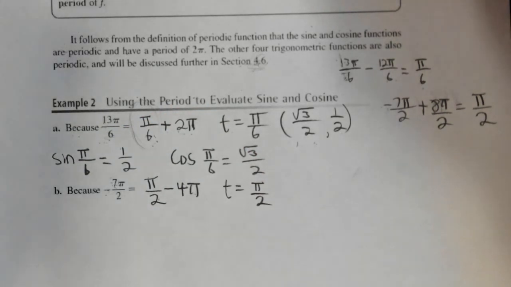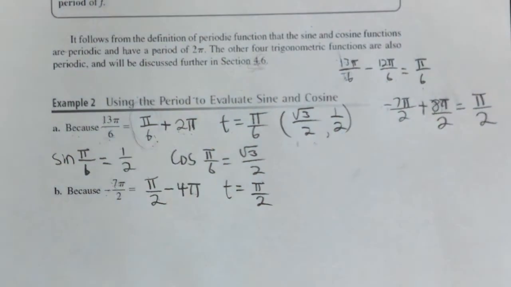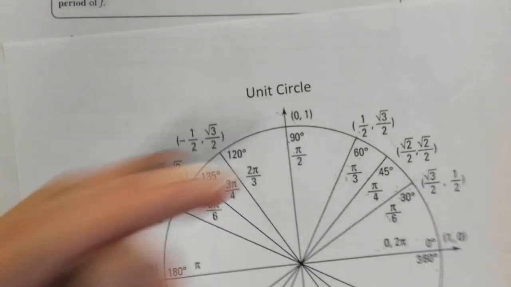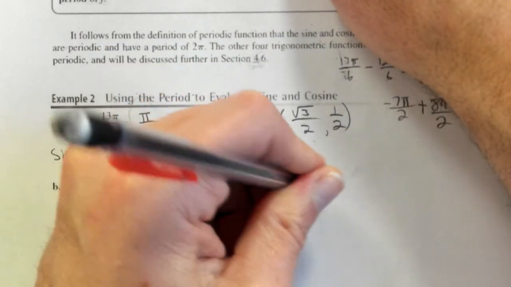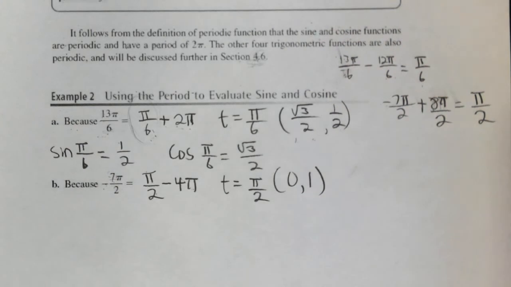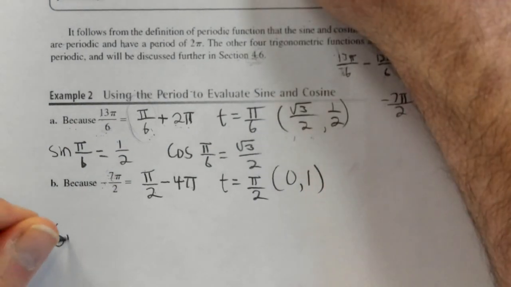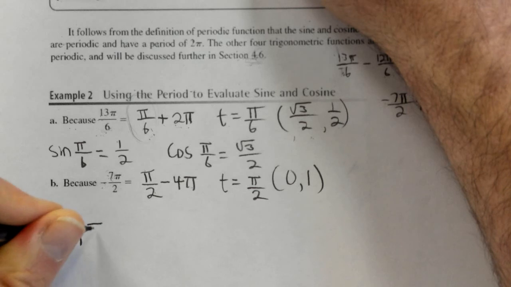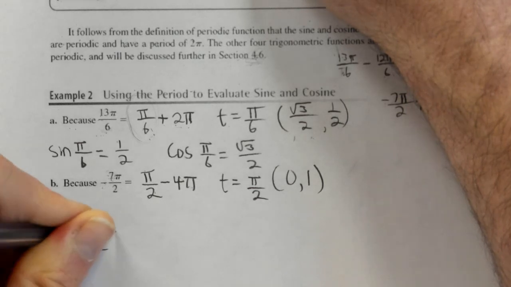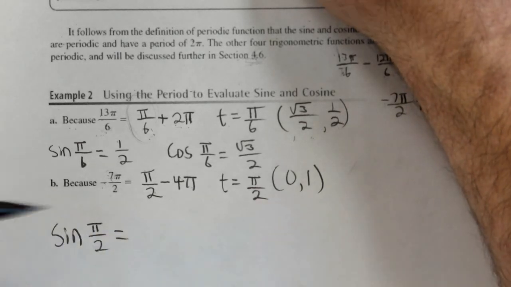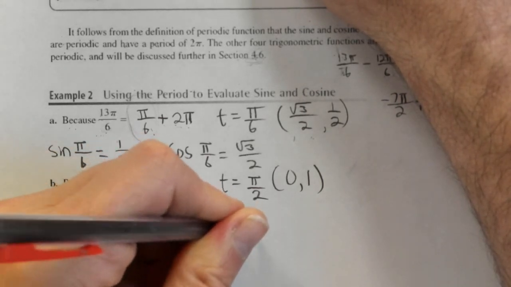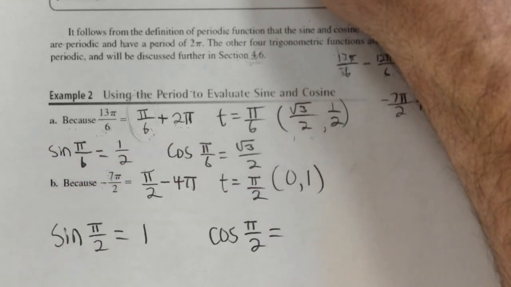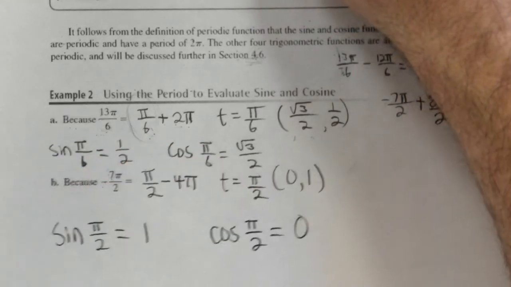Now that I know the right t value, I can go back to my unit circle and come up with a corresponding point. At pi over 2, the point is 0, 1. So there's the corresponding point I'm going to use to come up with sine. The sine of pi over 2 is equal to the y value, which we know is 1, and the cosine of pi over 2 is equal to the x value, which we know is 0.